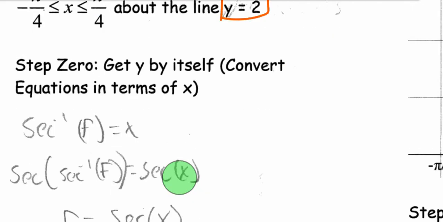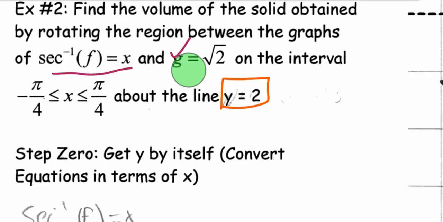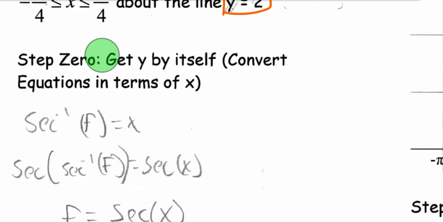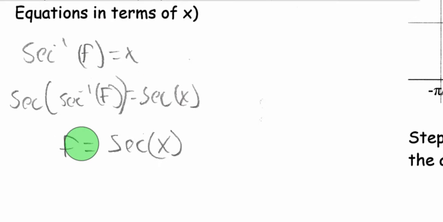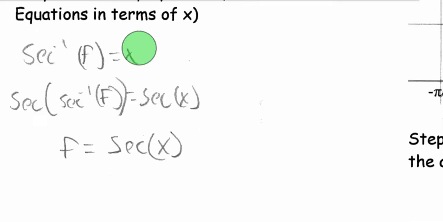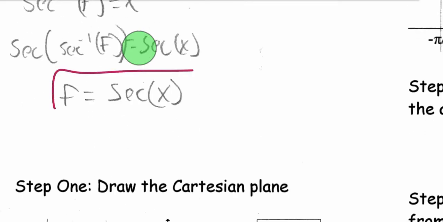So that leads us to our initial step, step 0, which is to get y by itself. Right now, our f is not by itself. This is very strange looking. In order to cancel out the secant inverse, you have to take the secant of both sides of this equation to get f by itself. So that's what we're going to do. I'm doing this to demonstrate that everything needs to be in terms of x, and your functions need to be by themselves, g, f, or y, or whatever the case. So that's what we've done here, and now we have f equals secant of x, which looks a lot better than what we were given.